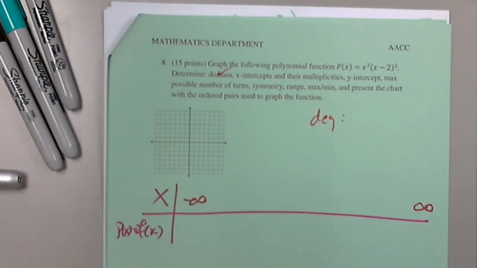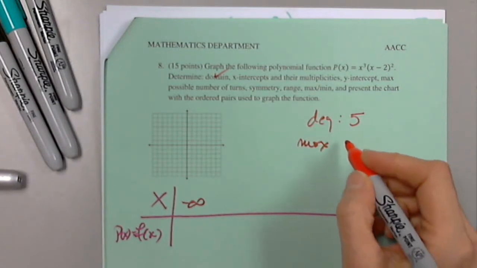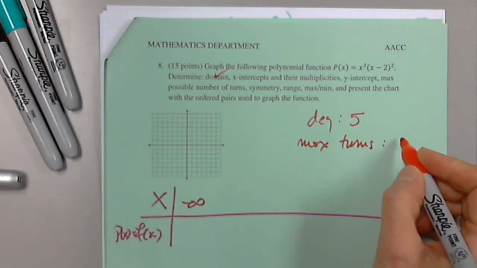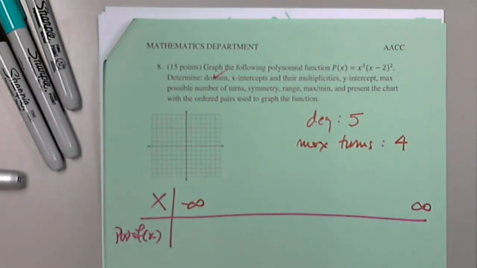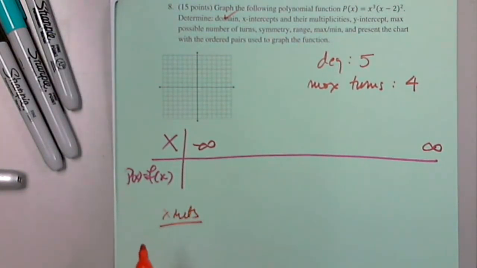You cannot just tell me, okay, the first factor is 3 and the second one. You have to tell me the degree of the polynomial, not piece by piece. The degree is 5. What is the maximum possible number of turns? 4. 1 less than the degree. How many x-intercepts would you find? How many x-intercepts? We're not talking about turns.